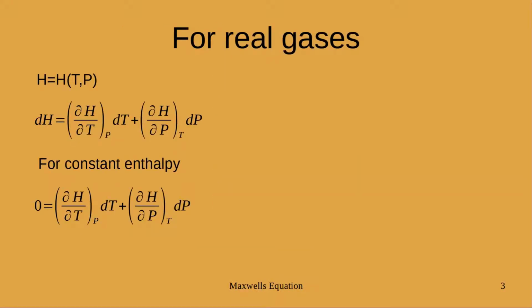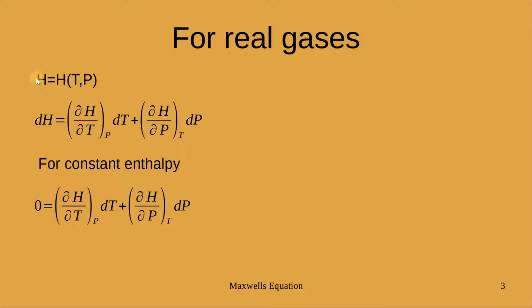For a real gas, enthalpy is nothing but a function of temperature and pressure. It should be noted that for any pure real gas, fixing two variables fixes its state. That is, it fixes all the other state variables. Therefore, for a real gas, if we fix the temperature and pressure, it fixes the enthalpy.